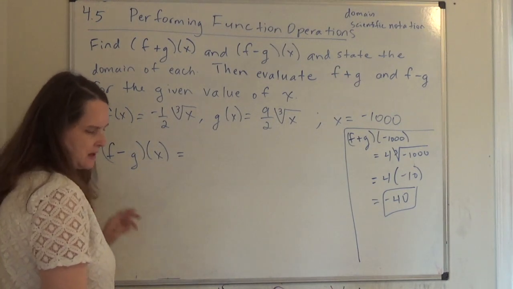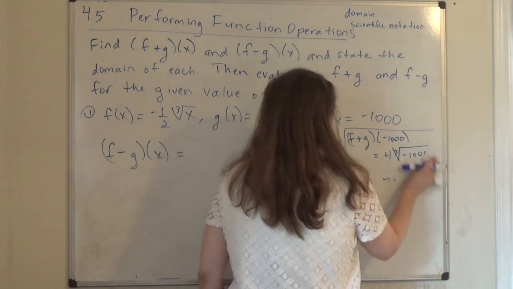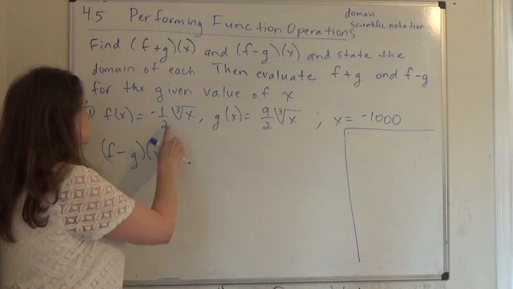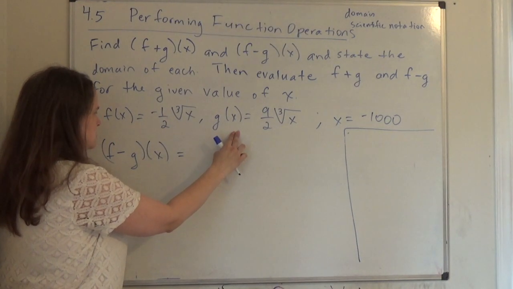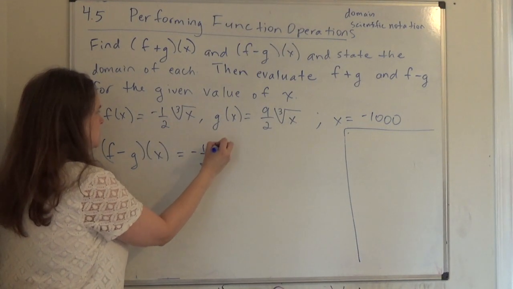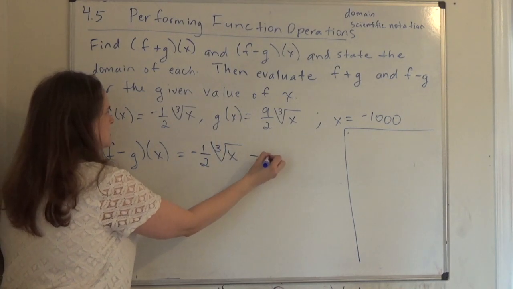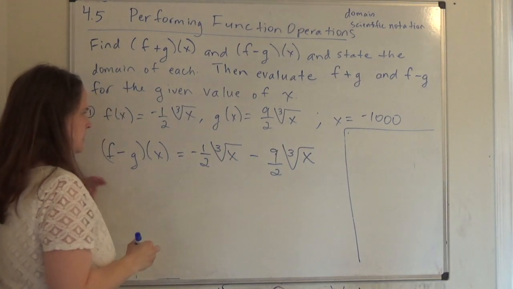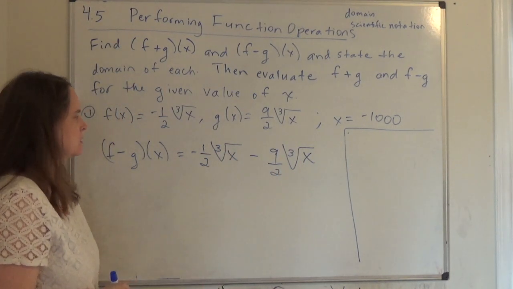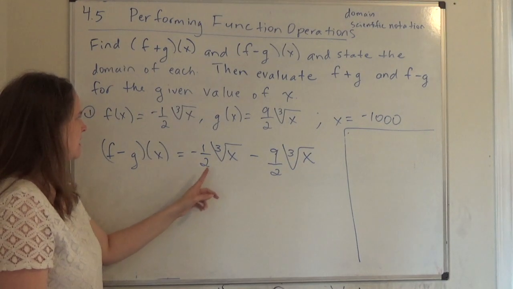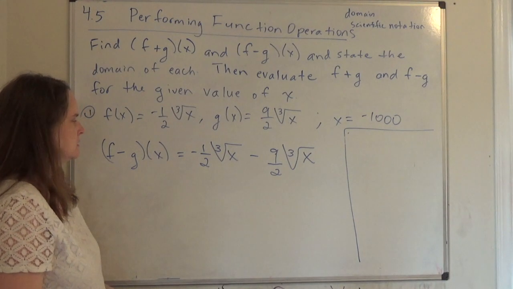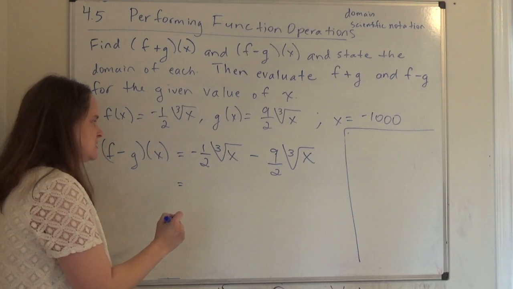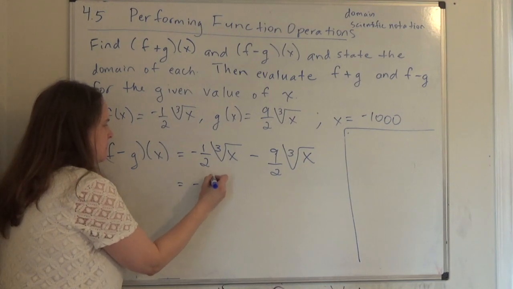So f minus g of x, what is this? You need to do f of x minus g of x. So negative 1/2 times the cube root of x minus 9/2 times the cube root of x. Okay, they're still like terms, so you can still combine them. You want negative 1/2 minus 9/2. So that's going to give you negative 10/2, which is negative 5 times the cube root of x.